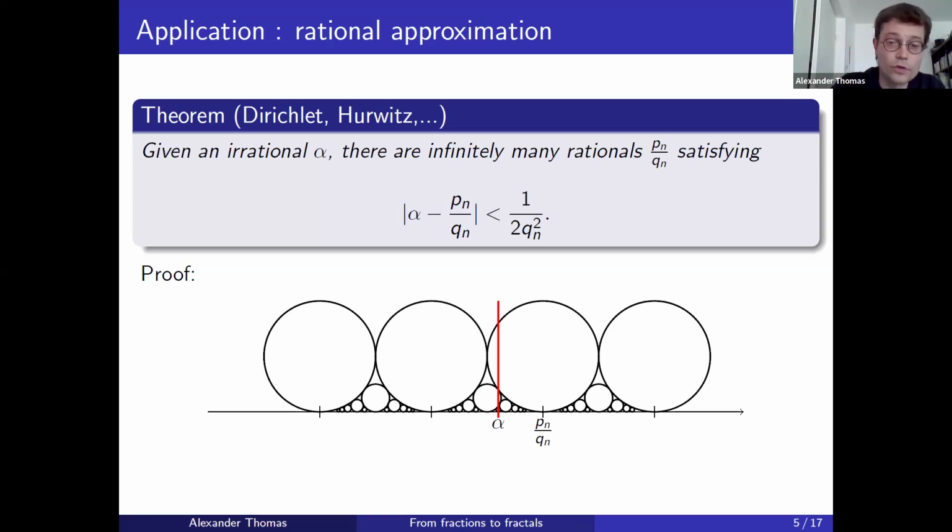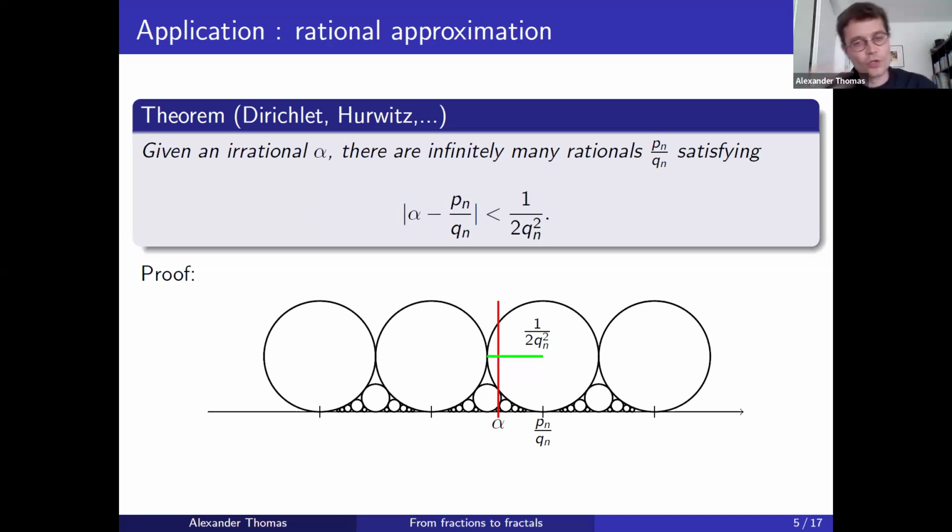And whenever you enter a Ford circle, by definition, the distance between alpha and the associated rational number is smaller than the radius. But the radius of the Ford circle is 1 over denominator squared. So you have the proof of your theorem.